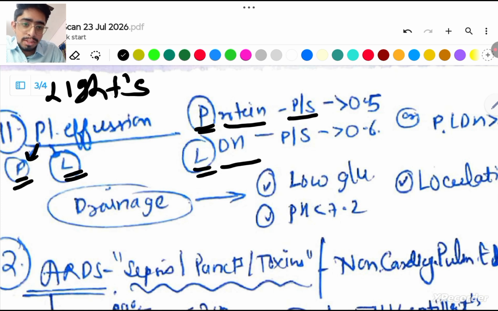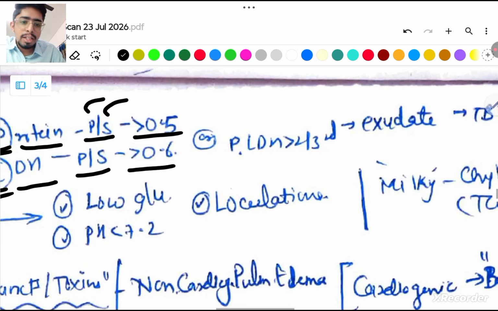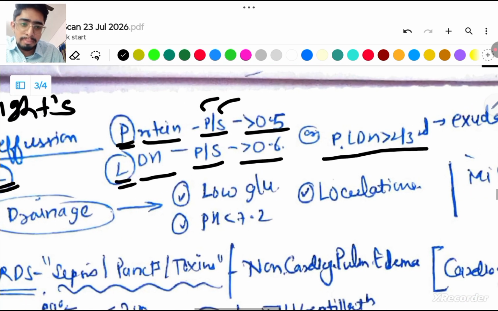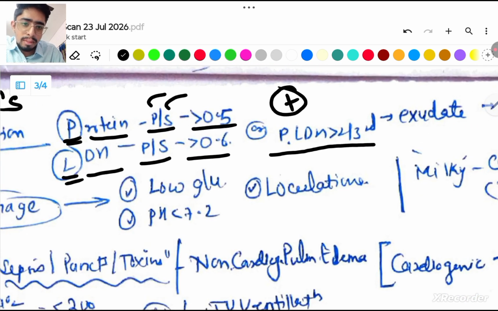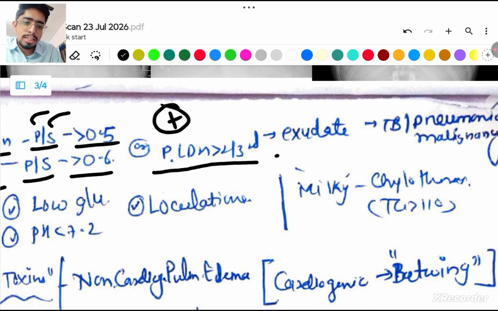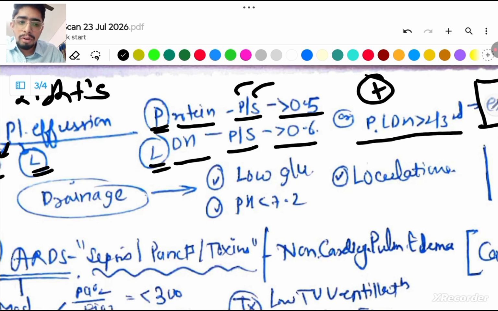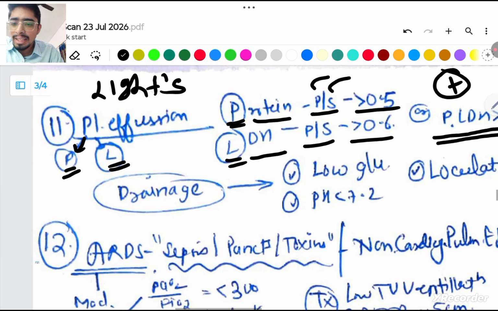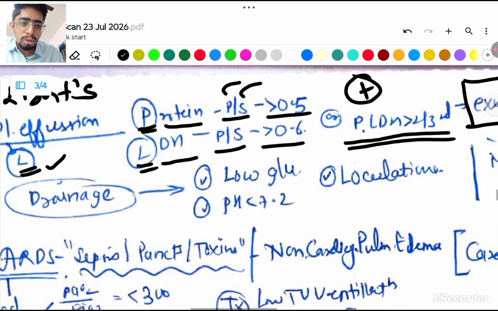P upon S, so pleural fluid protein divided by serum protein more than 0.5, or LDH, again P by S ratio more than 0.6, or your pleural LDH which is more than 2/3. If any of these is positive, the pleural effusion is an exudative type of pleural effusion. So again, protein or LDH more than 2/3. You need to remember only P and L. If you remember these two alphabets, you can remember all of the criteria for Light's.